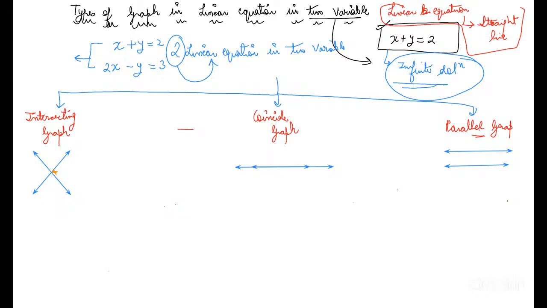Now, everyone, please pay attention. The point where they meet is the solution that satisfies both equations. In intersecting lines, they meet at only one point, so it has only one solution. We'll solve this so that you can know it more clearly. Now in the coincide graph, every point is overlapping. If you extend this line and the other line, both lines have infinite points which match. So it has infinite solutions.